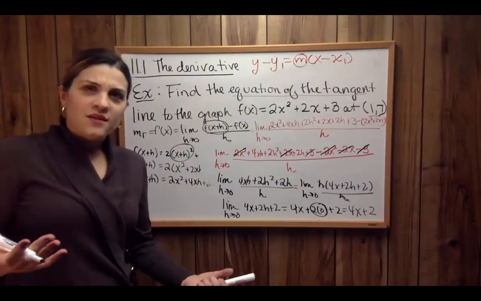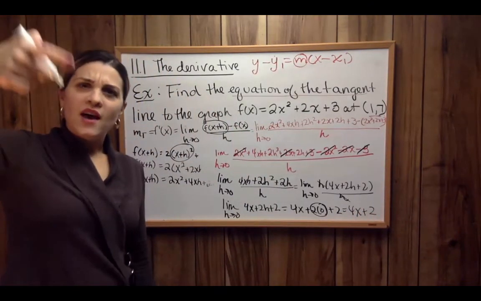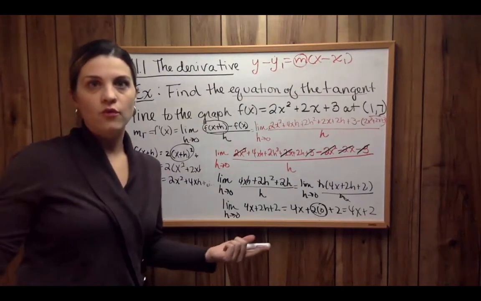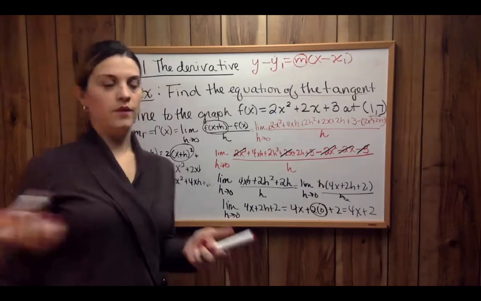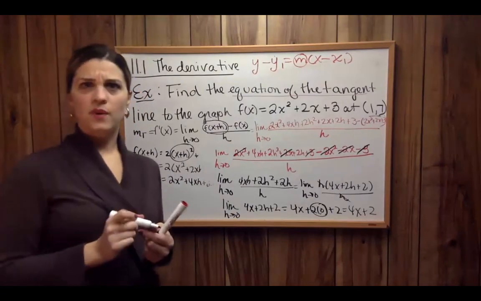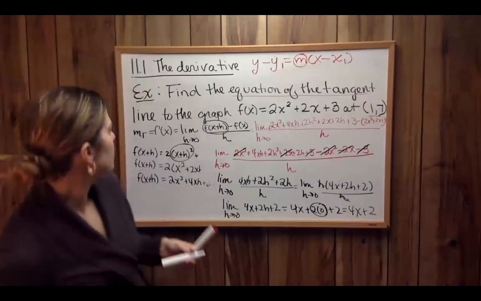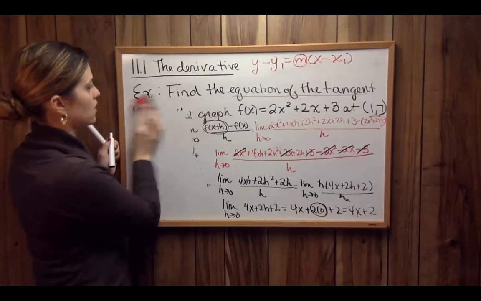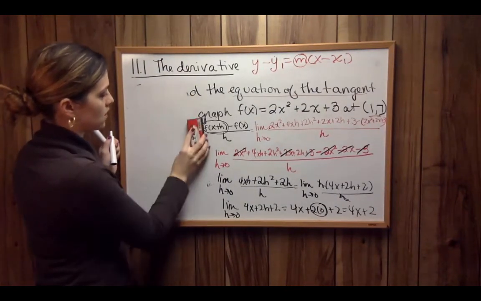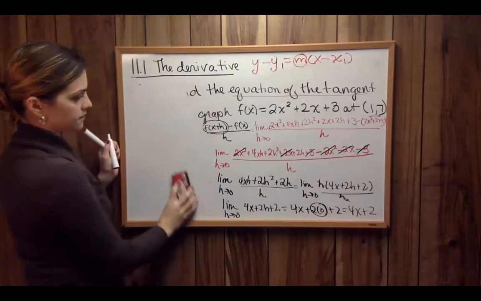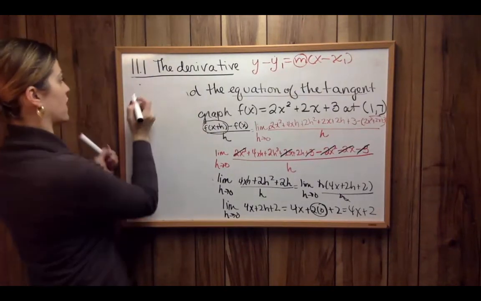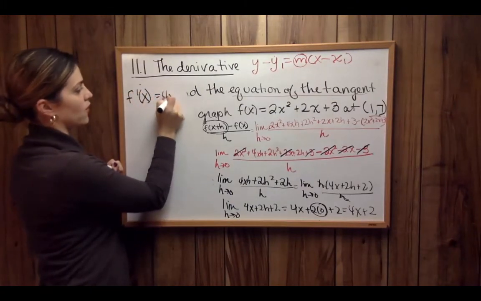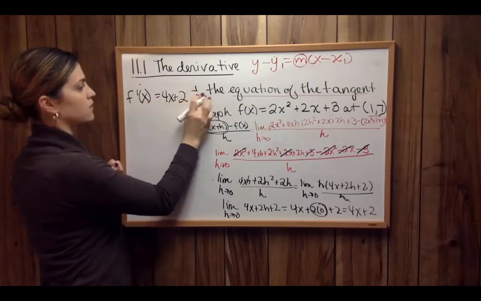What did we just find? Oh, that's right. We were finding f prime of x, which gives you the general equation for all the slopes of tangent lines at a point. I need more board space, so we're going to erase a little bit. So, we found f prime of x. F prime of x is 4x plus 2.